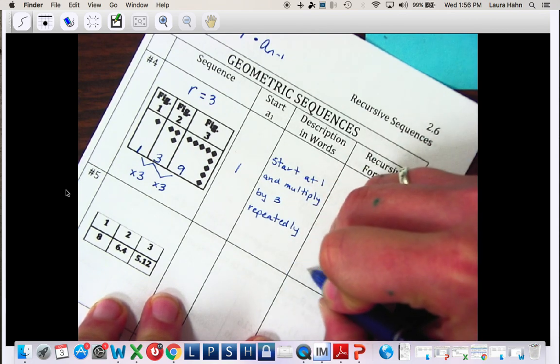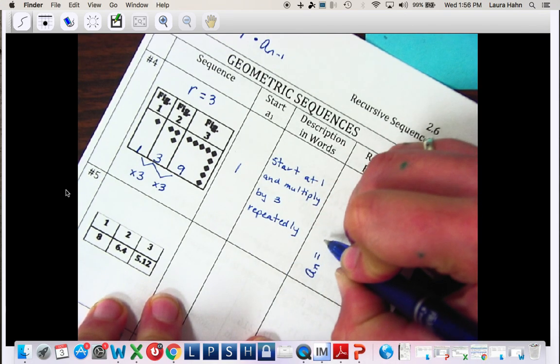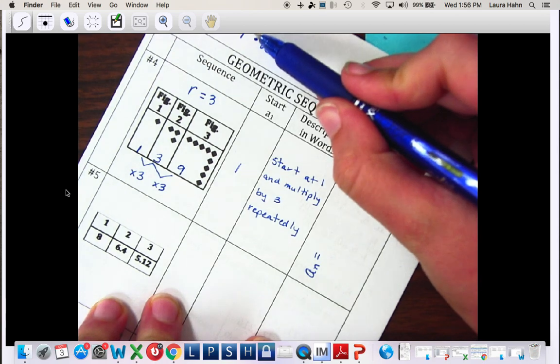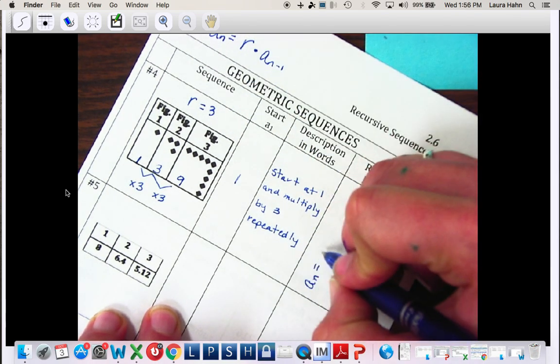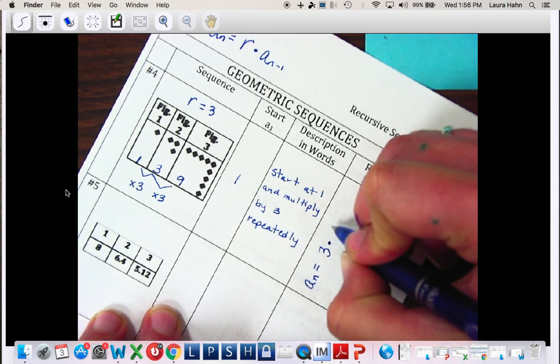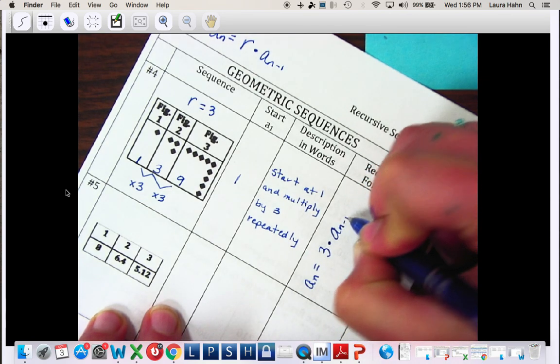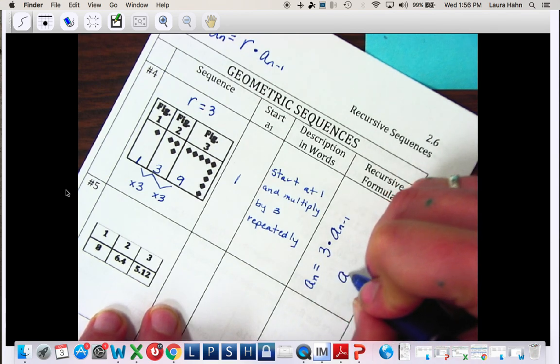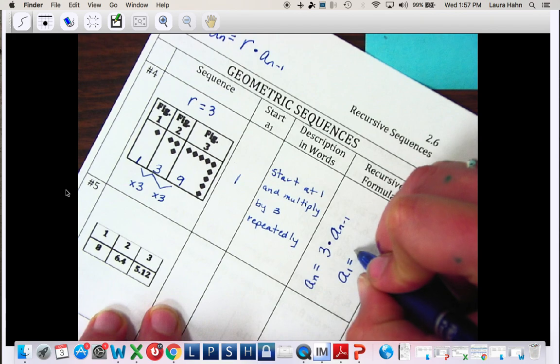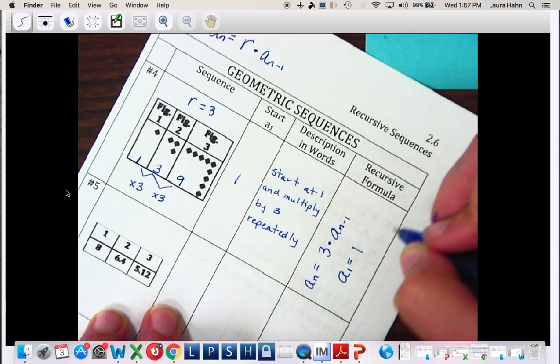So to get any term, our nth term, we're going to take our common ratio, which we said was 3, and multiply it by our previous term, so a sub n minus 1. Don't forget, you always have to put your starting point. So our first term was 1. Oh, was it? Yeah, it was.